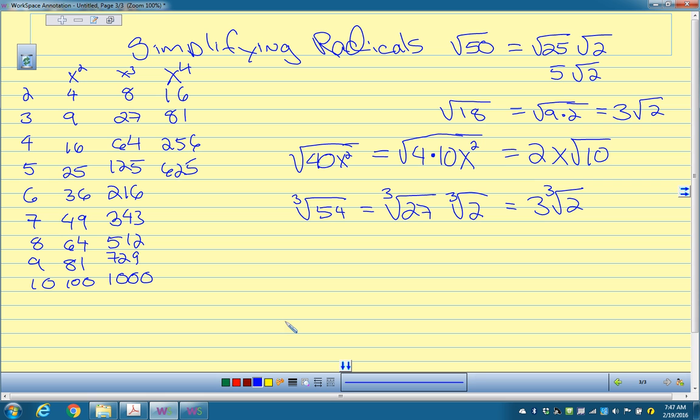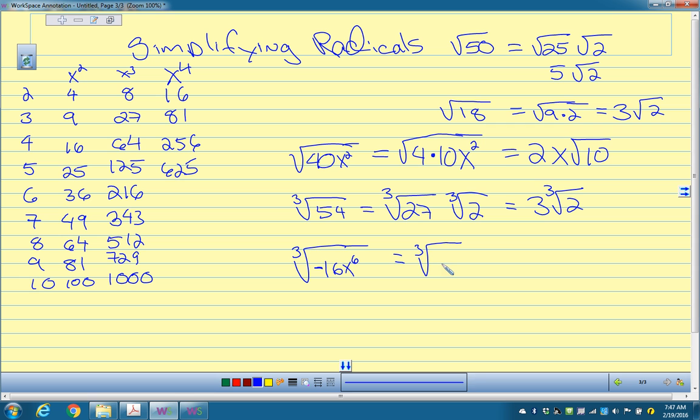What if I had one with a negative sign in front? Oh, here's a tricky one. Cube root of negative 16x to the 6th. Who can tell me how I could break that down? Anyone? Oh, Calvin can.